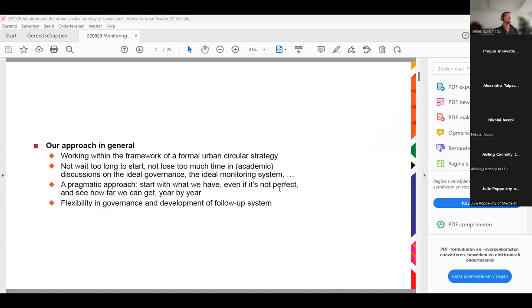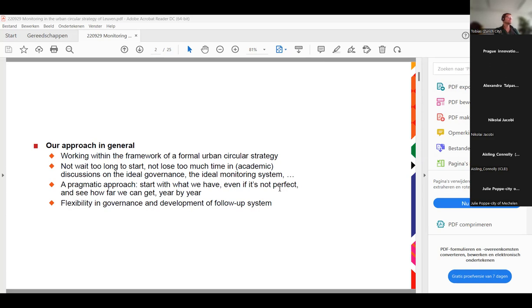I think the general philosophy for our strategy and our follow-up system is, first of all, we've made the choice to have a formal urban circular strategy. That's what we did. It turns out to be a very good decision. It is useful. It is effective.